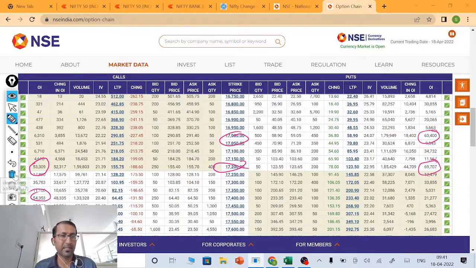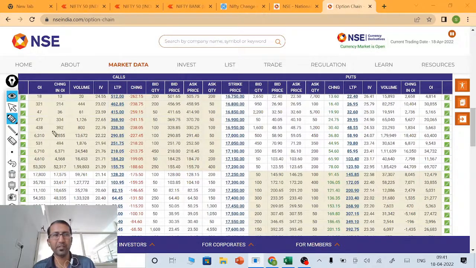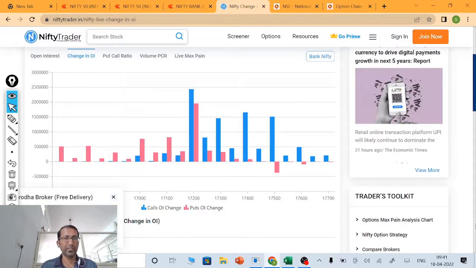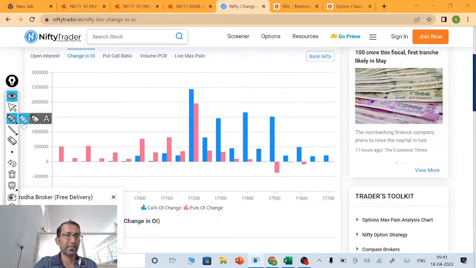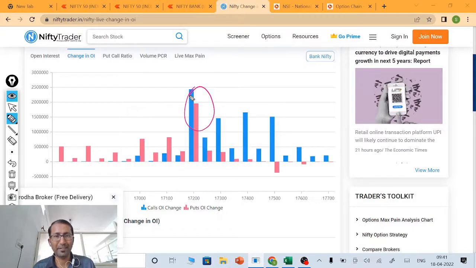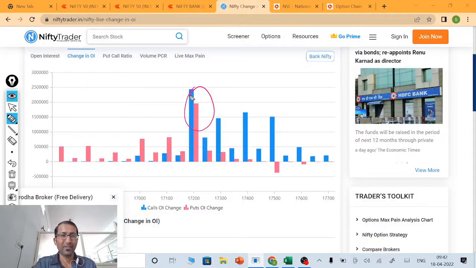Now let me come to the change in open interest. You can see the highest build up, maximum pain. So maximum pain is at two green and red towers, that is all at 17,200.